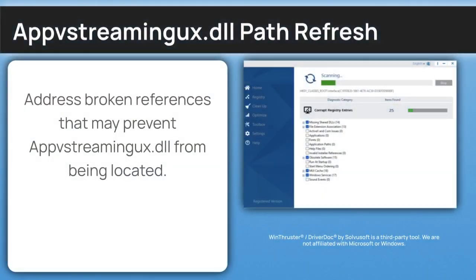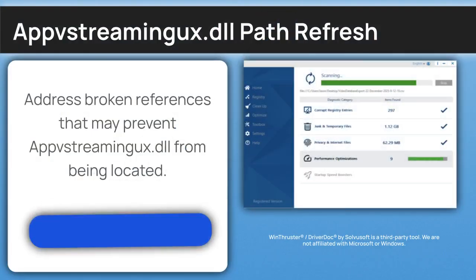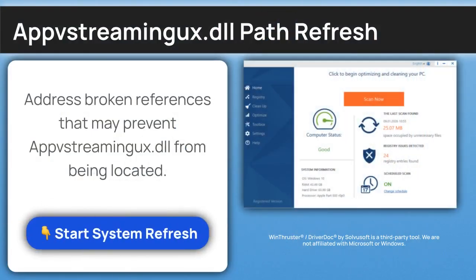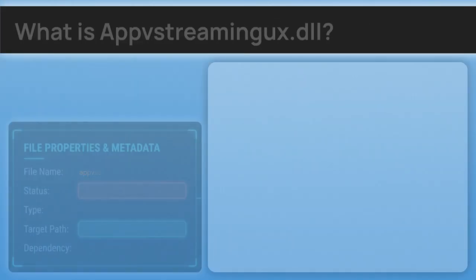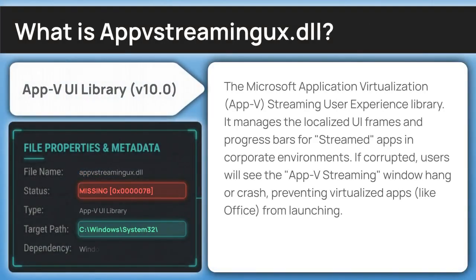To kick off the manual repair for Application Virtualization Streaming User Experience, you can also find an official toolkit designed for system-level synchronization. This is the Application Virtualization Streaming User Experience, the Microsoft Application Virtualization Streaming User Experience Library. It manages the localized UI frames and progress bars for streamed apps in corporate environments. If corrupted, users will see the Appvstreaming window hang or crash, preventing virtualized apps like Office from launching.